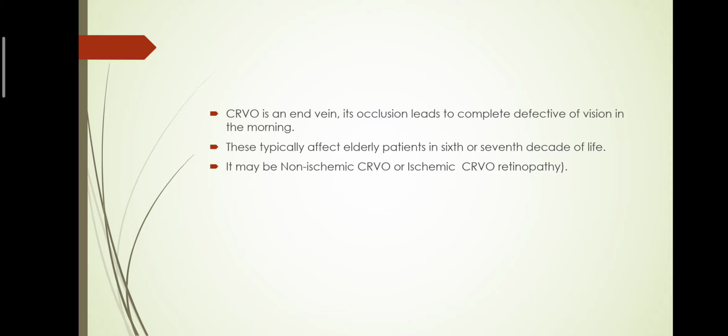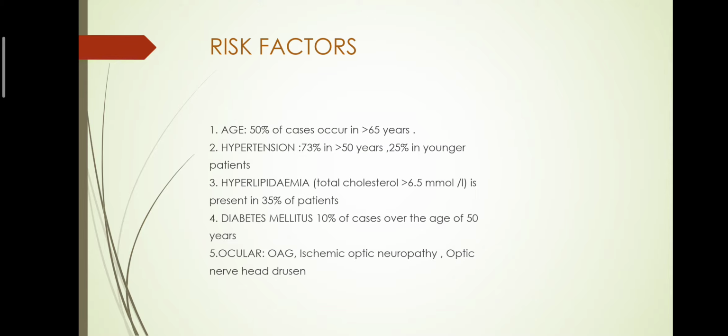And central artery occlusion can be subdivided into non-ischemic and ischemic types of vein occlusions. So the risk factors, like I told you, age is one of the important risk factors. It is more commonly seen in elderly people above the age of 65 years. Another important risk factor in vein occlusion is hypertension. So hypertension is one of the important risk factors. And other systemic diseases like hyperlipidemia and diabetes mellitus also.